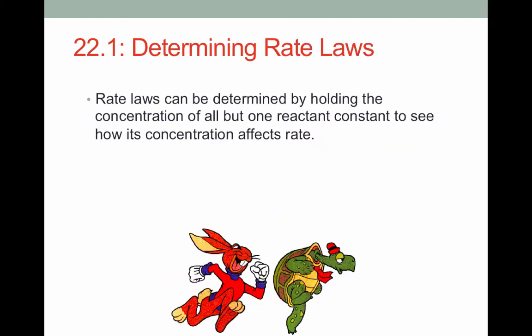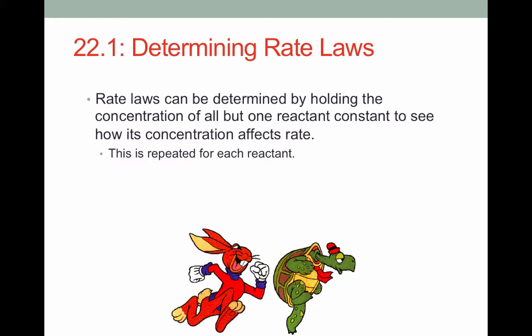In order to determine the rate law, we need to figure out exactly how the concentration of each reactant affects the overall rate. We do this by holding the concentration of all but one reactant constant and seeing how varying that reactant affects the rate. This is then repeated for each reactant.